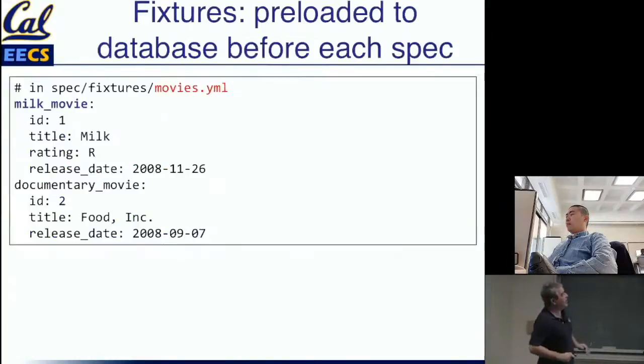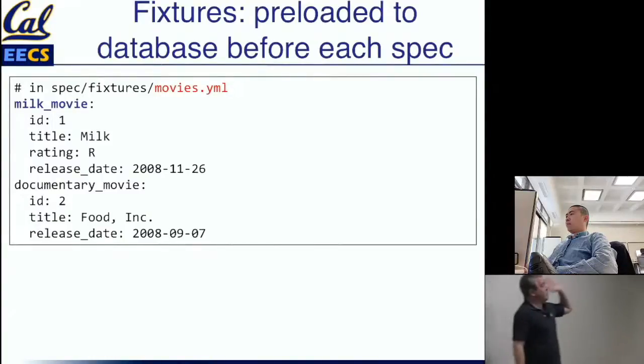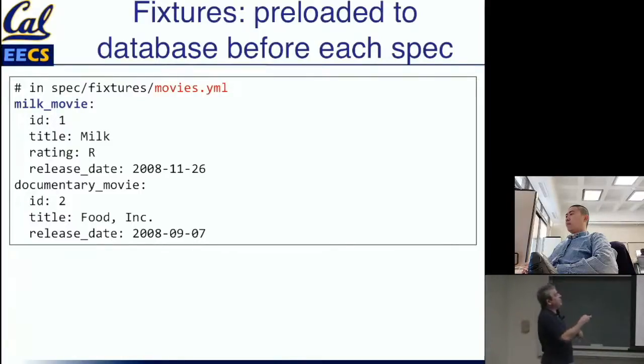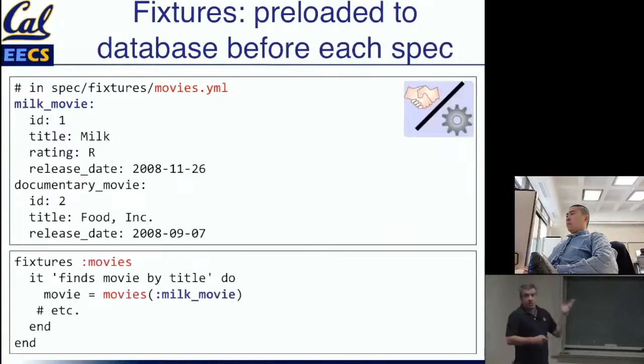But setting that aside, fixtures and factories, the two ways to get a real object. The first way is very simple. You can have a YAML file in spec fixtures, and in that file you can have a handful of movies where you have basically predefined what the attributes will be. And then any test that wants to take advantage of that can just say, I'm going to grab the movie whose label in this file is milk movie, and now I know exactly what the attributes of that movie are.